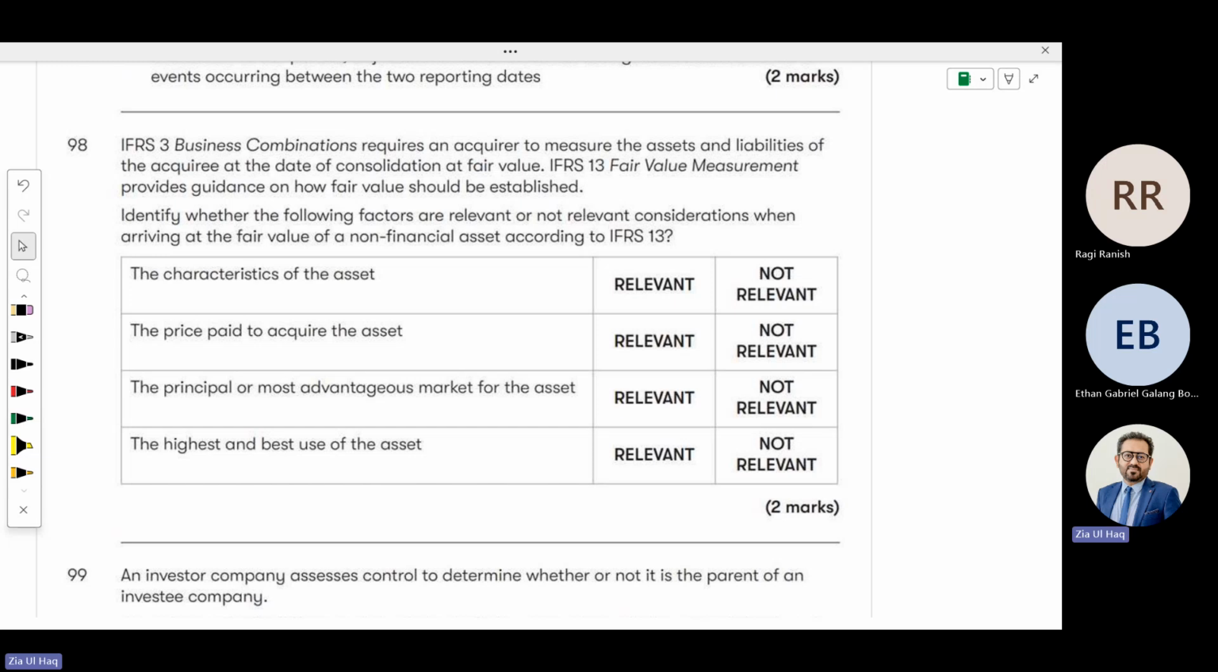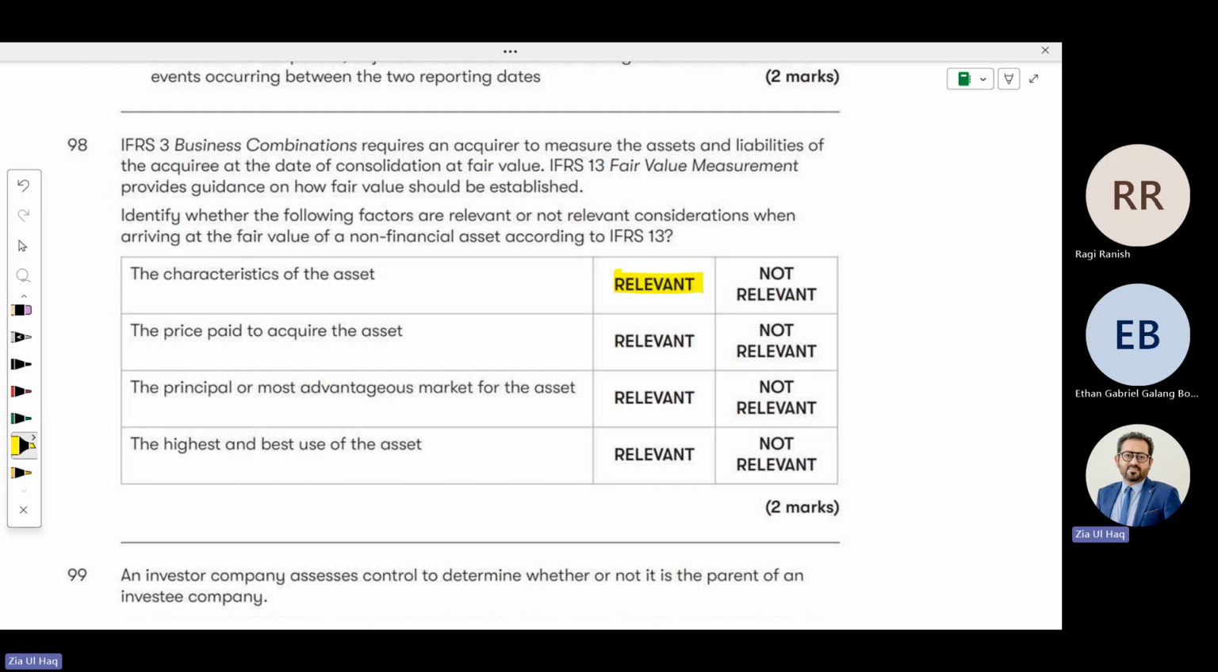Identify whether the following factors are relevant or not relevant when arriving at the fair value of a non-financial asset according to IFRS 13. The characteristics of the asset: what type of asset is that, whether it is used for main business or less operated business. So this is a relevant factor while calculating fair value.